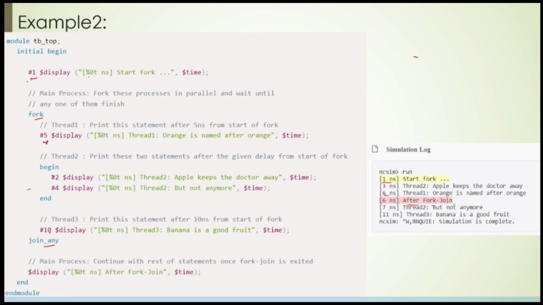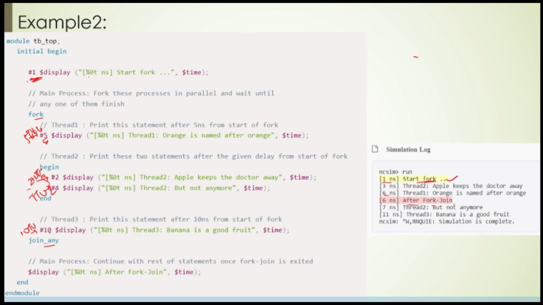You already know that the start is at 1 time unit delay, so the remaining are at, this will be done at 5 plus 1, that is 6 time units. This is done at 2 plus 1, that is 3 time units, whereas this is done at 6 plus 1, that is 7 time units, and this is done at 10 time units. Okay, so based on these things it will be considered. So here at first the start is displayed, and then it is entering into the fork join.